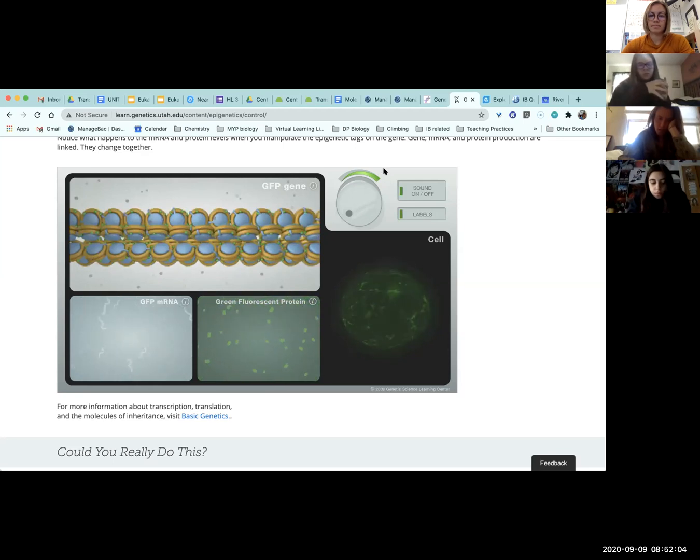Okay. So could the methyl groups make it tighter, and then the polymerase can't get on as easily, and then the mRNA and protein can't be made? Exactly.